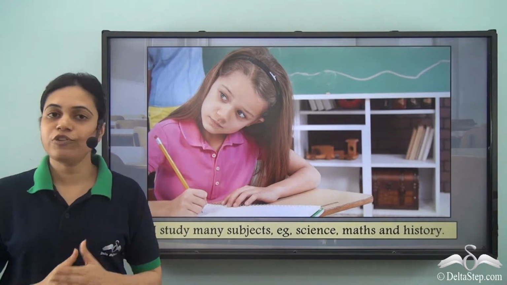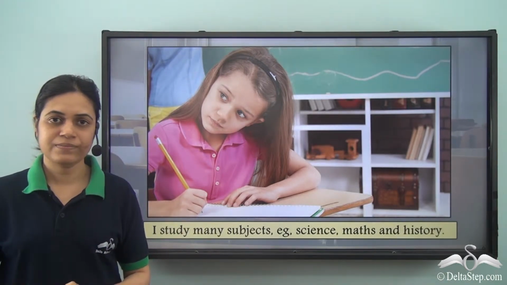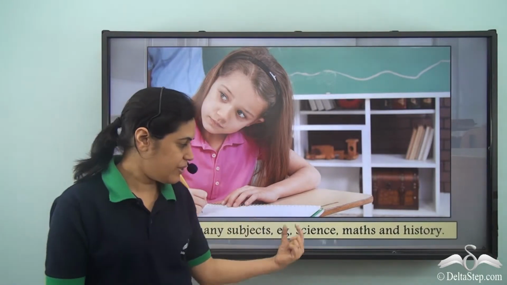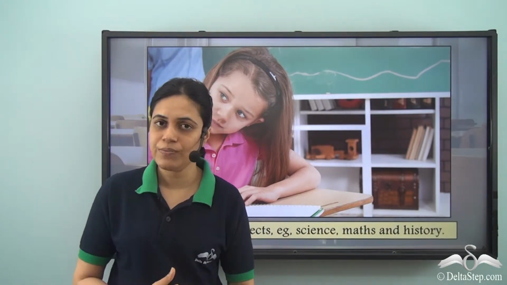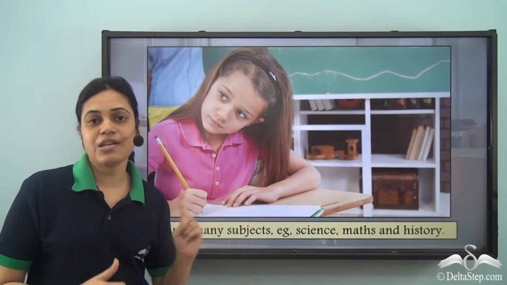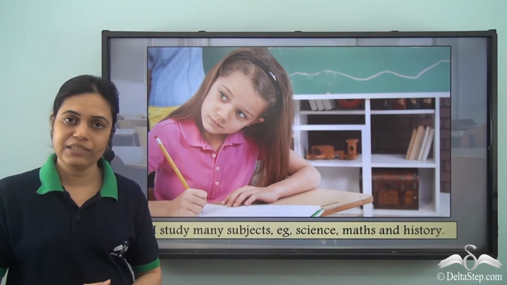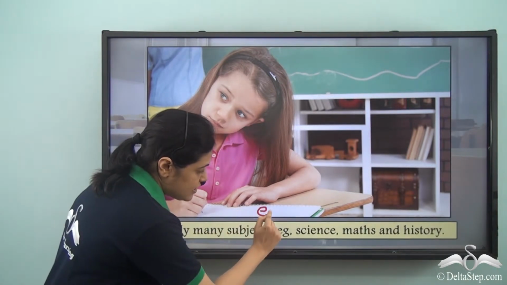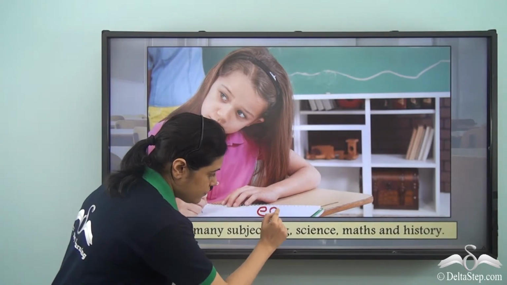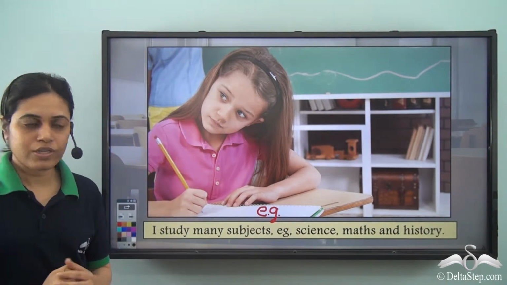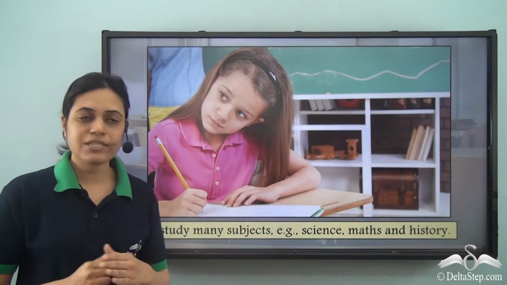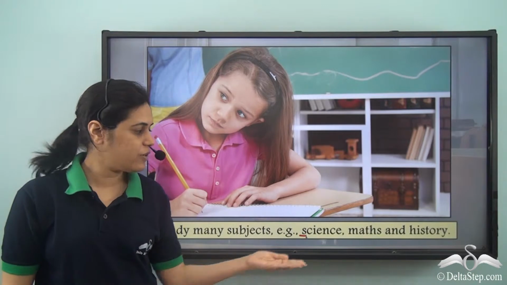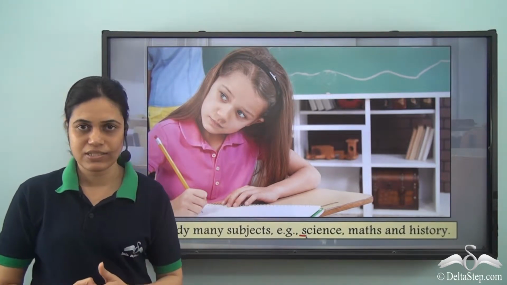So can you put full stops at the correct places? I study many subjects. For example, science, maths and history. So for example is represented using e.g., which is a short form or an abbreviation. So I can write it as E dot G dot. This is how I write this short form. And S of science is small because it is in the middle of the sentence.